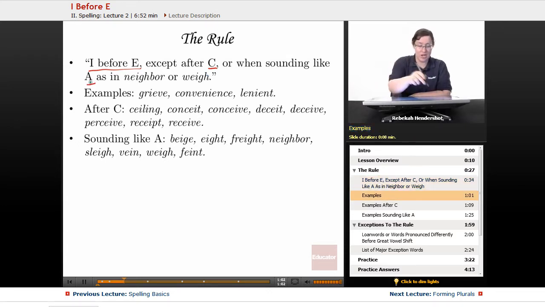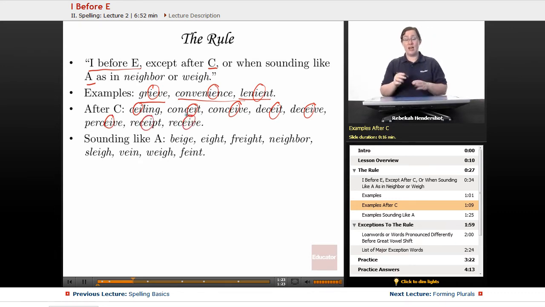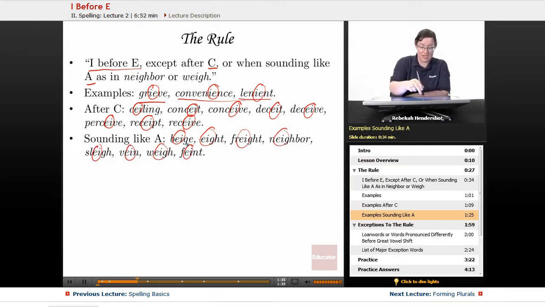So, examples. The word grieve, I-E. Convenience, I-E. Lenient, I-E. But here are some examples of how it works after C. Ceiling, E-I. Conceit, E-I. Conceive, E-I. Deceit and deceive, E-I. Perceive, receipt, and receive. All E-I because they're after C. Some examples of the combination sounding like A: beige, eight, freight, neighbor, sleigh, vein, weigh, and feint.